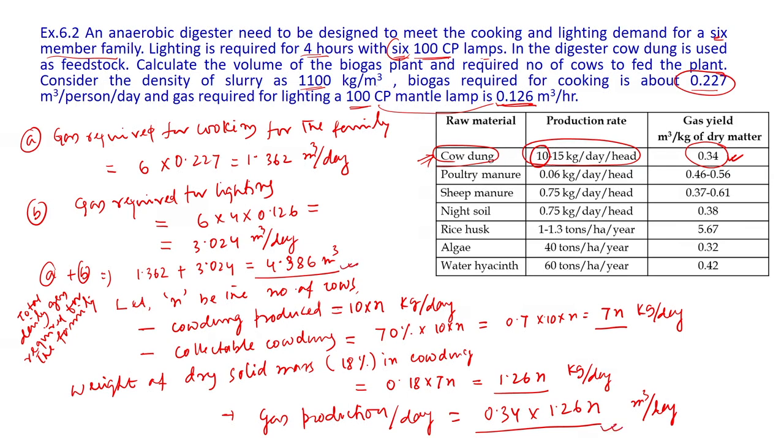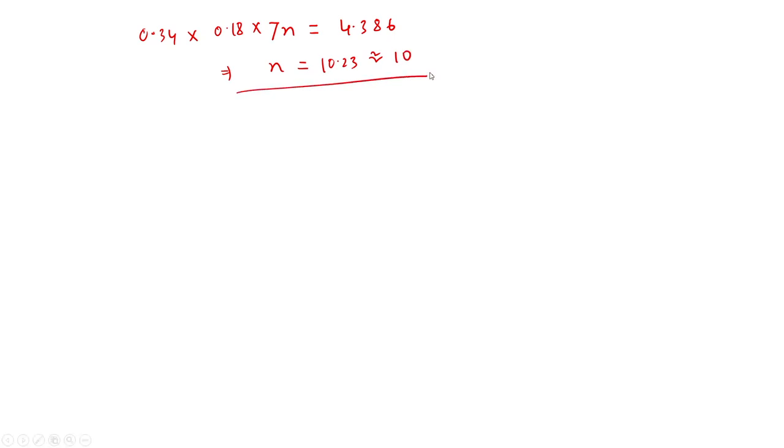So now this has to be equal to this one, so that we can find out the number of cows required. Okay. That means this is number 1 and this may be number 2. So equating these two, 1 and 2, it will be something like 0.34 into 0.18 into 7n is equal to 4.386. So that means n will be something like 10.23. So we can say that it is 10 number. So 10 numbers of cows are required to meet the demand.